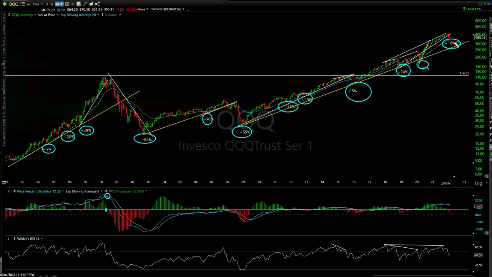It's certainly much closer to the low end of the range of just corrections along the way. And a lot of these corrections, you didn't have a fraction of the evidence to be short or that we were going much lower.